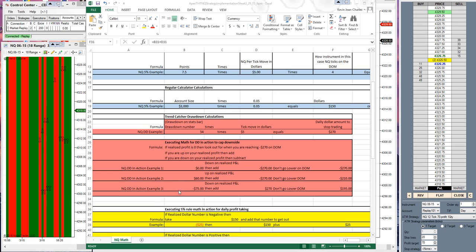Now in the third example, I want to show you 3 different examples so that you're totally prepared and you've seen some of the math before. You could think about the math in your head. In this example, let's say I'm down negative 75. So it shows negative 75 over there. I'm going to add a positive 270 to that to know that when I see negative 195 in my DOM, I'm going to be done for the day. In a bad way, unfortunately.